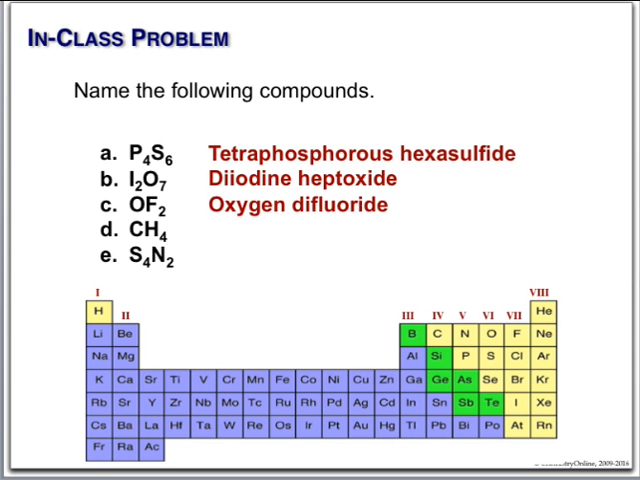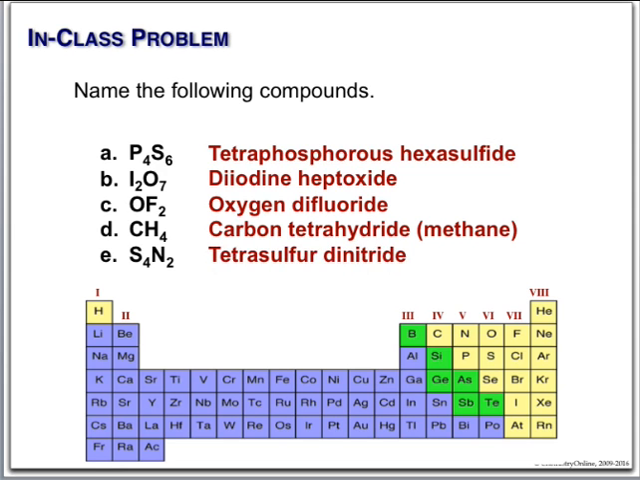1 oxygen, so our first word is just oxygen. 2 fluorines, so we have a dichloride. 1 carbon, so our first word is carbon. We have 4 hydrogens, so this is a tetrahydride. This is methane, natural gas. And finally, 4 sulfurs. What's that going to be? Tetra, sulfur. 2 nitrogens, dinitride.